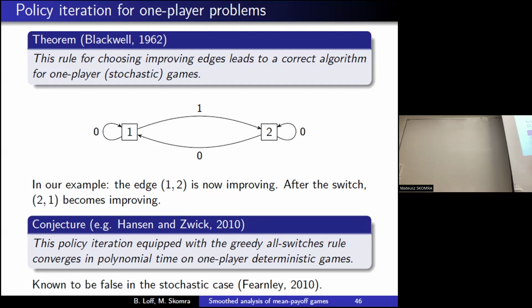So now from this vertex, you want to switch to 1. And after 2 iterations, we go to this loop, and so we are optimal. So it's a non-trivial thing that this actually converges, at least in the one-player case.